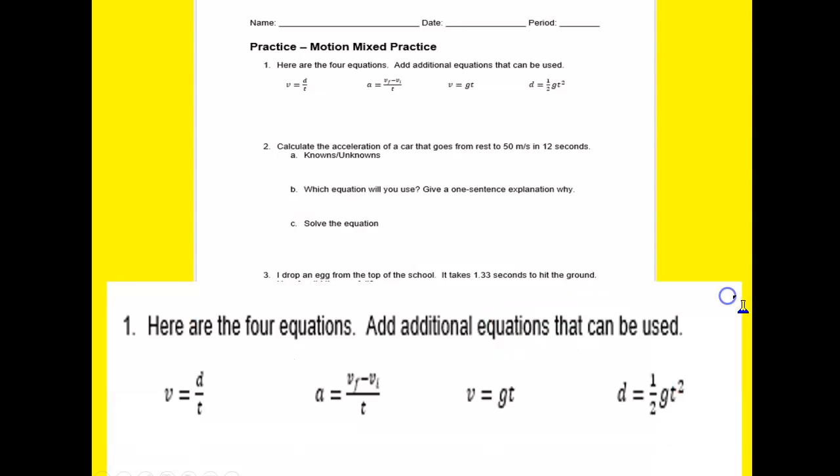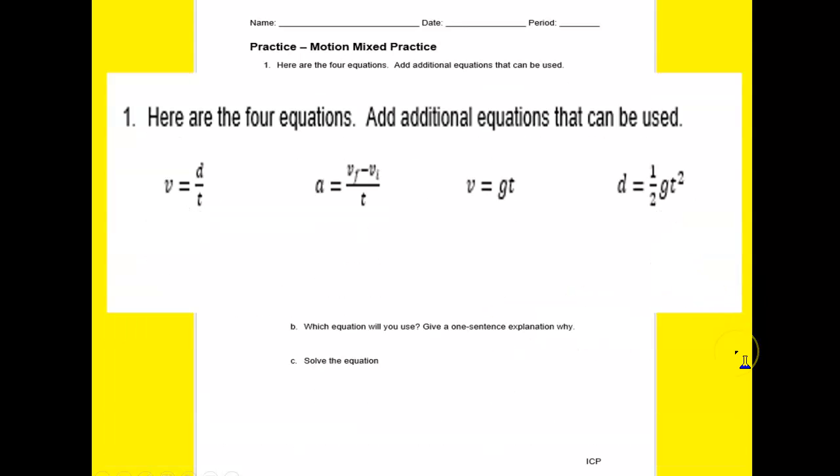So the first thing is you have these four equations that you need to recognize when you need to use and which formulas. It says here, add additional equations that can be used. What that means is all of these formulas can be rearranged to solve for what you're looking for based off of what you've been given. On the boards, I have them written down, but I will post them here so that you can get them from here as well.